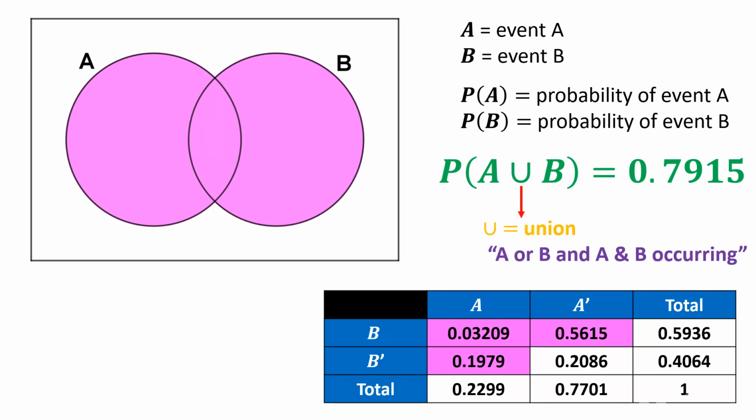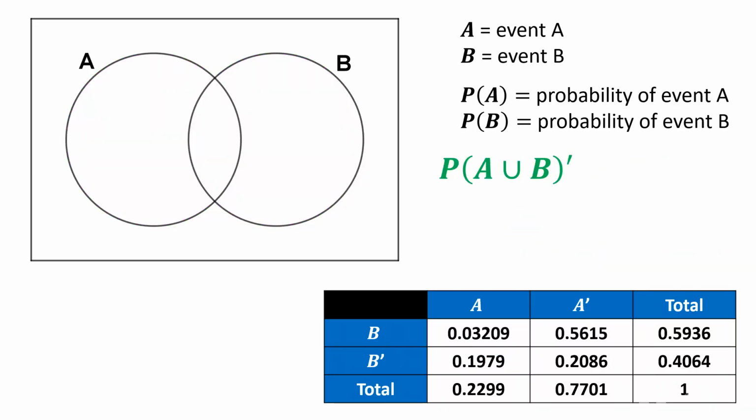This symbol is called the union, and we say probability of A union B. We often replace it with the word or. So it's the probability of A or B. So it's basically A or B, but it also includes A and B occurring at the same time, that intersection as well.